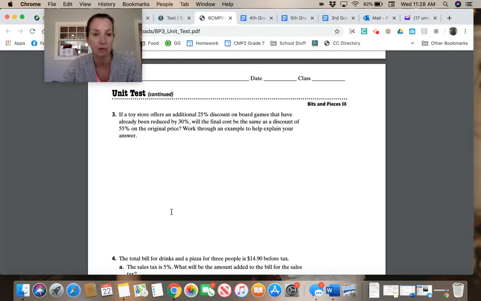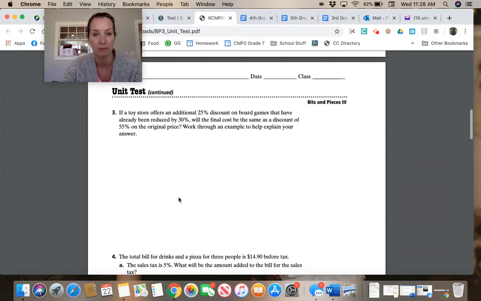And an easy number to do would be 100. So take an item that's $100, figure out 30%, then 25%, or versus just doing 55%.